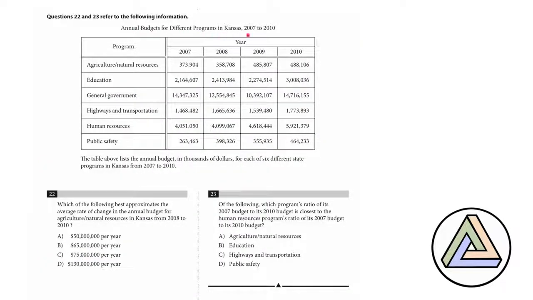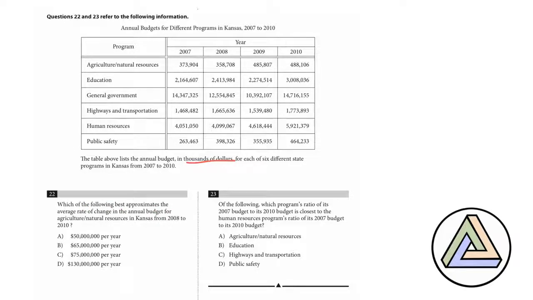Annual budgets for different programs in Kansas. Look at this table above, it lists the annual budget in thousands of dollars. So that's something to take note of, right? For each of the 6 different state programs. So they spent this amount of money each year on this stuff.